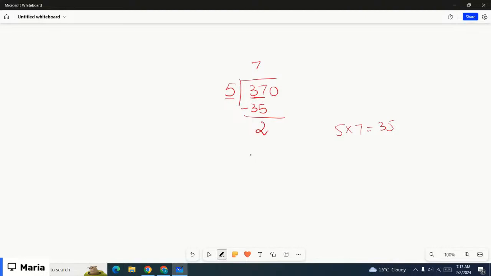2 is less than 5. You cannot divide, right? You need to bring the other digit down, that is 0. Now you have to count 5 until 20. So 5 times what number is 20? 5 times 4 is 20. Got it? And 20 take away 20 is 0. So that means when you divide 370 by 5, the answer is 74. Got it? Can you try the other examples by yourself now?